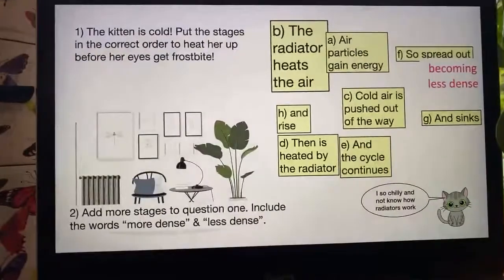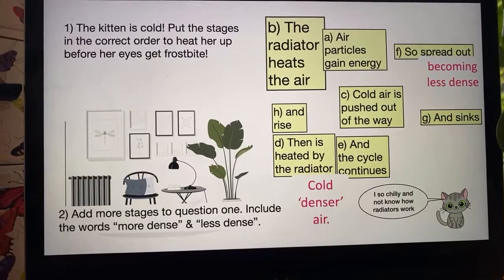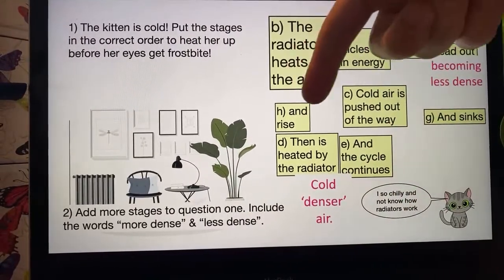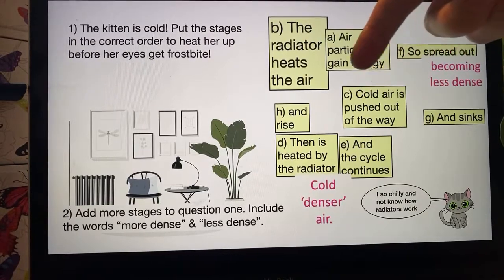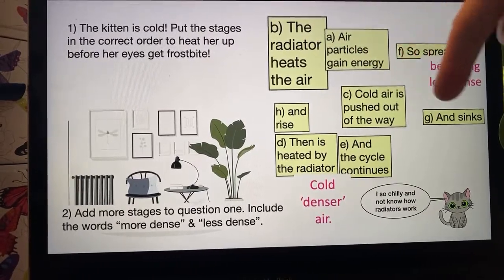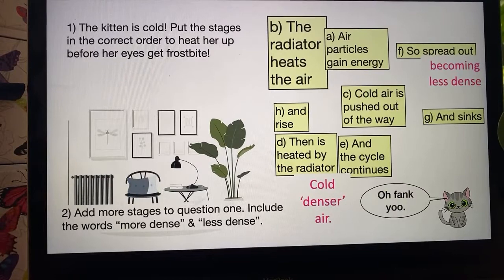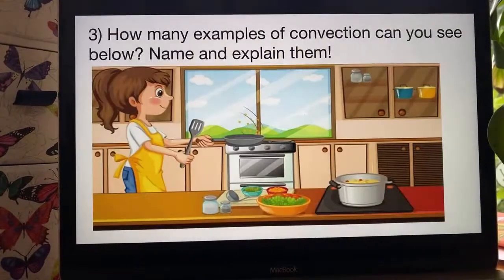Oops. And the cold air is denser. So I've put cold air is pushed out of the way, or I would probably just write cold denser air is pushed out of the way and sinks, which would be a good answer at GCSE. Kitten is very pleased that you've got those in the right order.